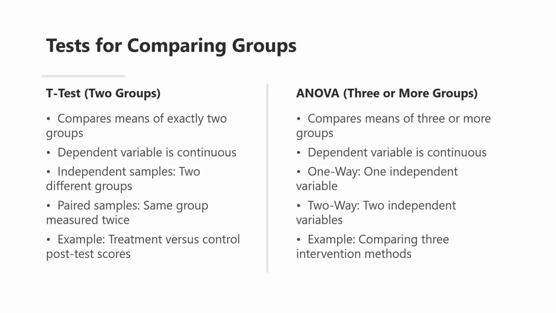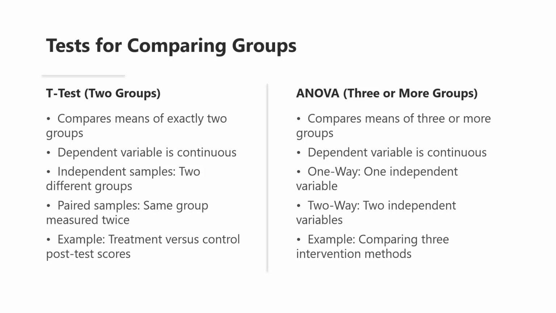Here is a common exam mistake that I want to help you avoid. Some candidates think you can just run multiple t-tests when comparing three or more groups. Running multiple t-tests inflates the chance of a type 1 error. ANOVA is designed to compare all groups simultaneously in a single test, maintaining the correct error rate.